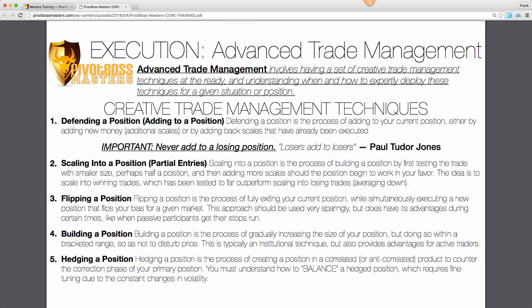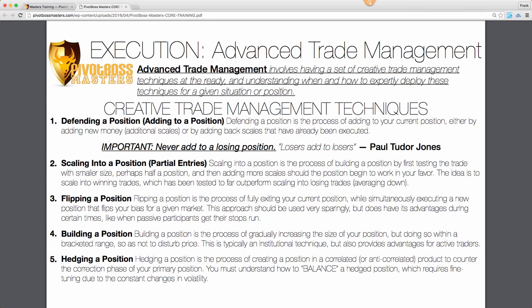Execute your bias in the market. If you have a short bias, then execute that bias. And sometimes you have to create some type of approach that helps you build a position to execute that bias. Or sometimes you need to be able to flip a position when you're wrong to take advantage of the upcoming momentum. So there are a lot of different types of creative trade management techniques out there. These are 5 that I think most traders should have in their tool bag, so to speak.